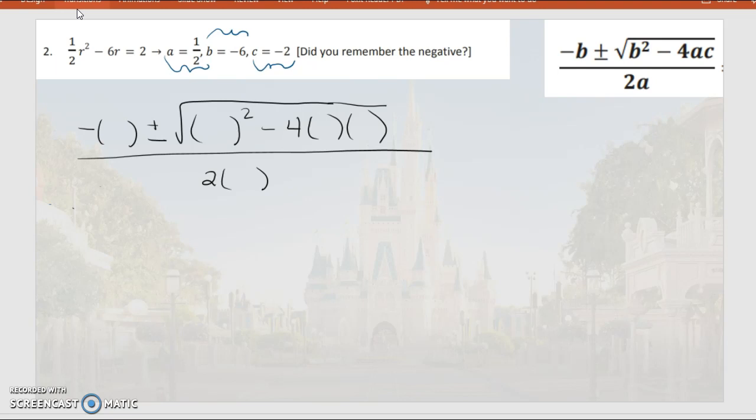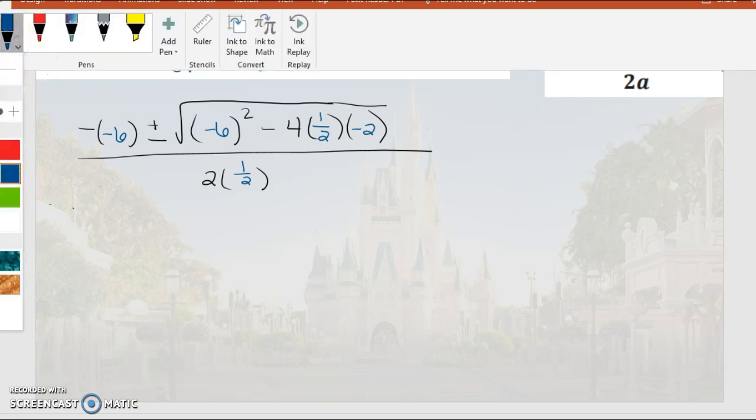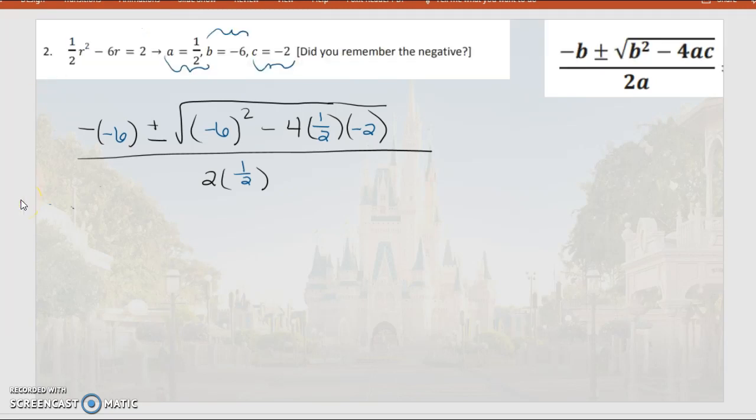So negative b, so b goes in that first blank. So that goes 6. And then this is another b, that goes another negative 6. Minus 4 times a, which is 1/2, times c, which is negative 2. All over 2a, which is also 1/2. Y'all stressed yet? You see a fraction? But at least it's just the 1/2 fraction, which just means we cut the number in half.